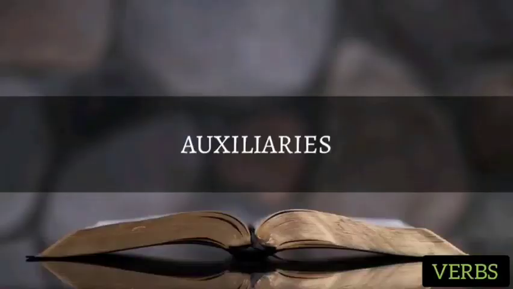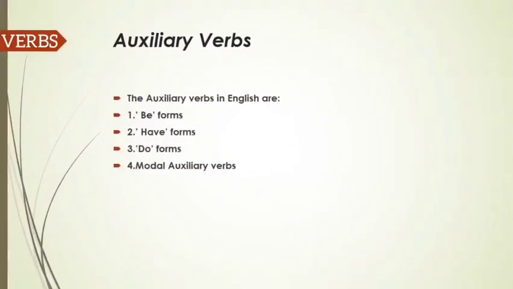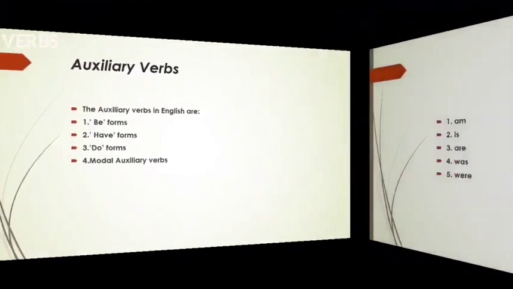Now we have auxiliaries. What are auxiliaries? An auxiliary verb or helping verb is used to help the principal verb complete the meaning of a sentence, to show the tense or the action. I have done my work, they are playing well. Are and have. The auxiliary verbs in English are the be form, the have form, the do form, and modal auxiliaries. So in these videos we have both the auxiliary and the modal auxiliary.